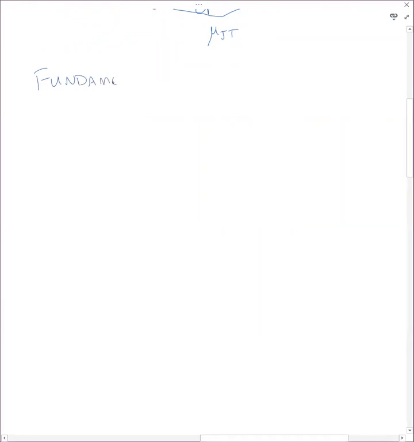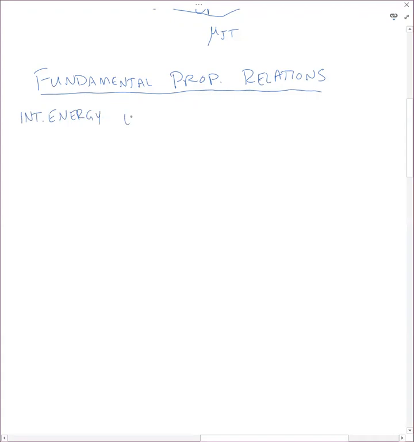Fundamental property relationships. All right, so we'll start with one, and then they all kind of derive from each other quite nicely. The first one that we'll derive is the one for internal energy, which is U under bar, molar internal energy.